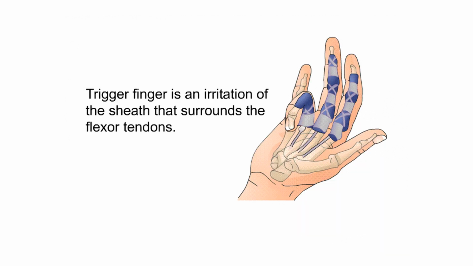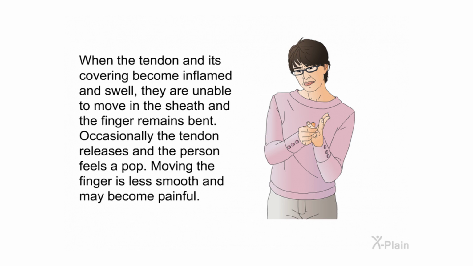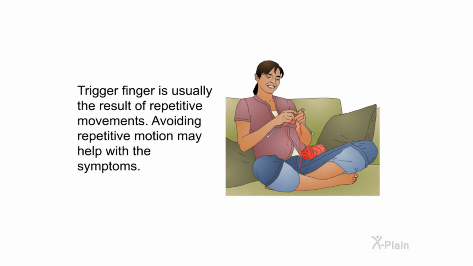Trigger finger is an irritation of the sheath that surrounds the flexor tendons. When the tendon and its covering become inflamed and swell, they are unable to move in the sheath and the finger remains bent. Occasionally, the tendon releases and the person feels a pop. Moving the finger is less smooth and may become painful.